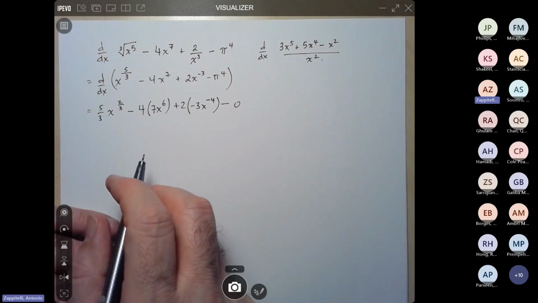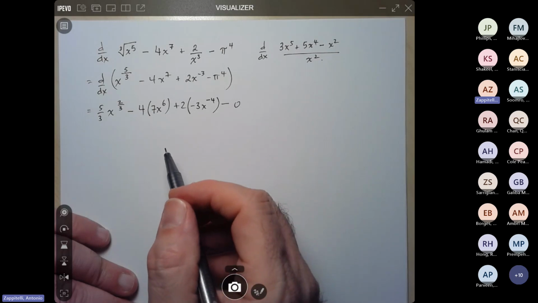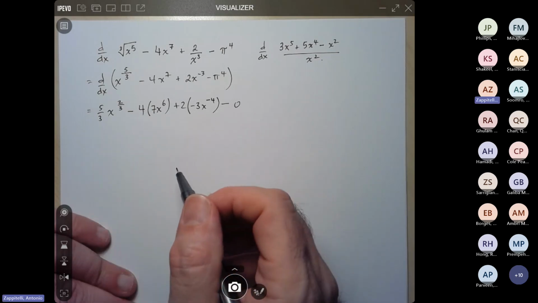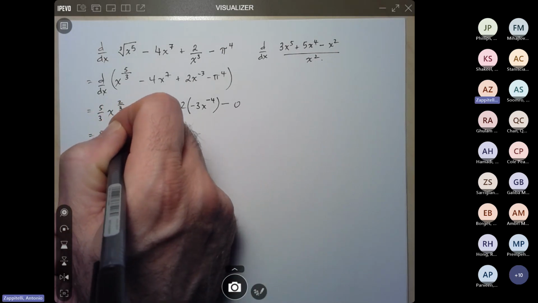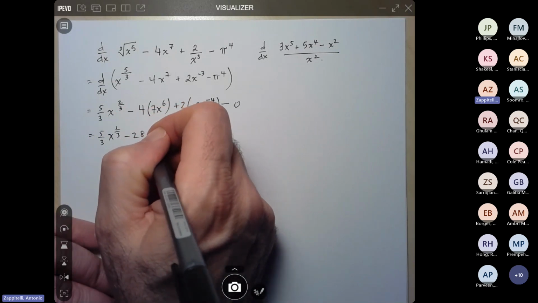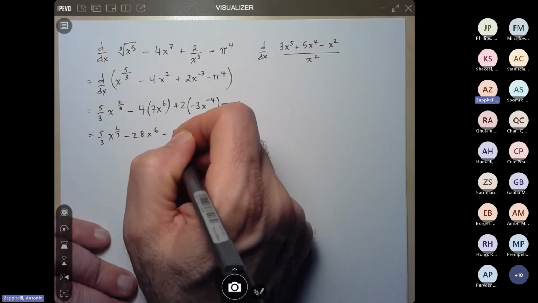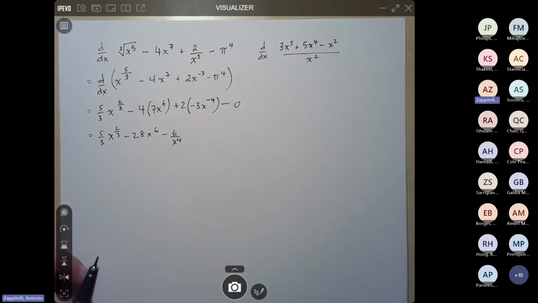Okay. And very often you might be asked not even to simplify, and you can just leave it as is, or you can start to simplify this a bit. So here, what is this? Minus 28x to the 6 minus 6 over x to the 4. And there you go. And you can usually leave the answer as that.